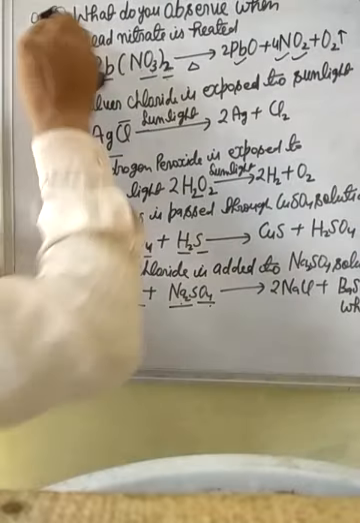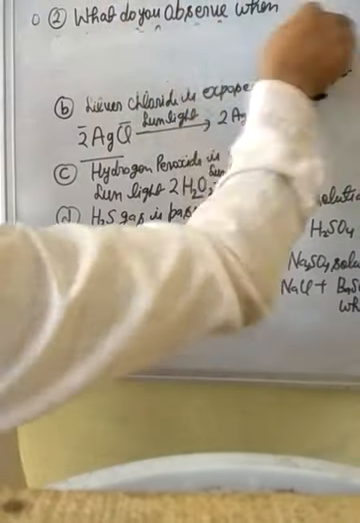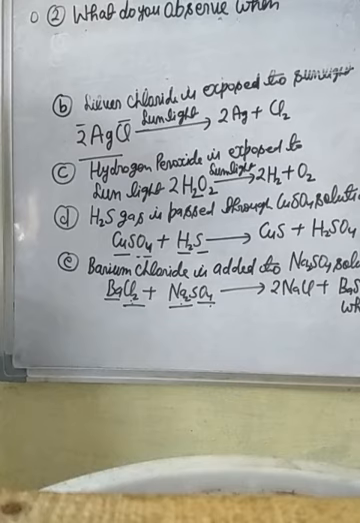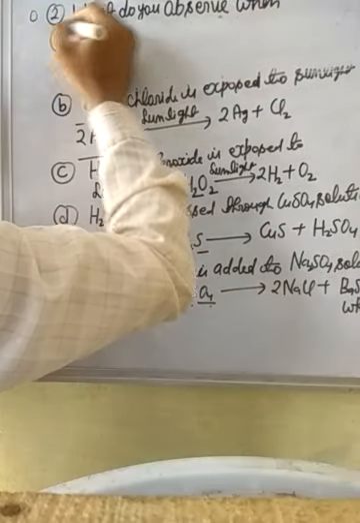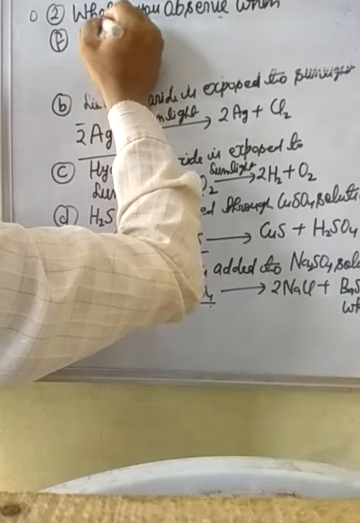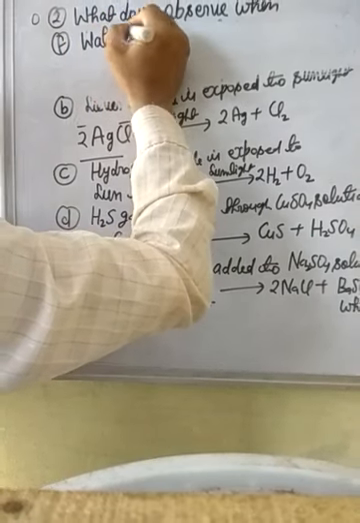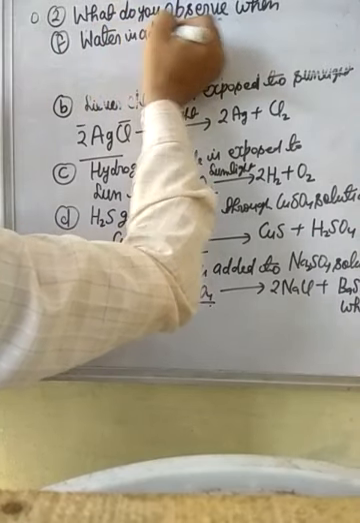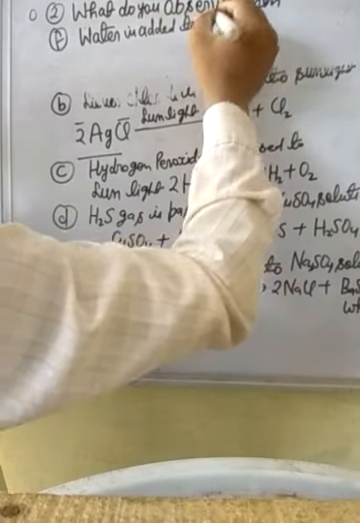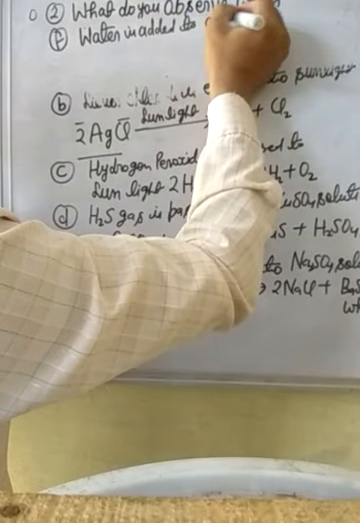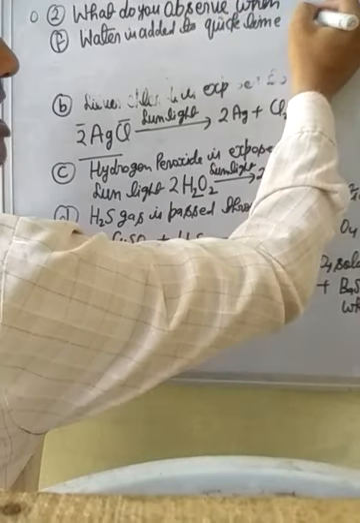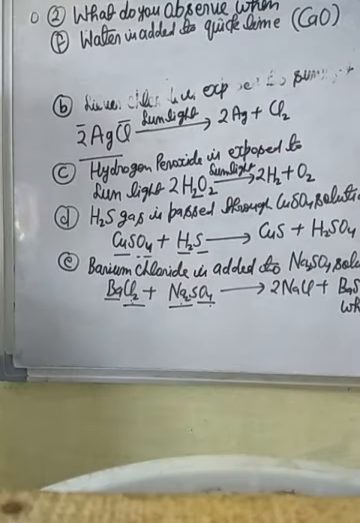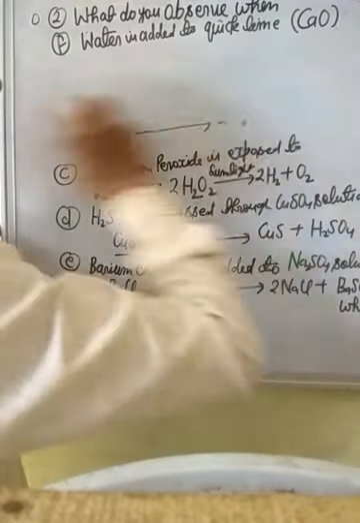Water is added to quicklime. F part of this question. Dear student, you know very well the formula of quicklime. CaO is the formula of quicklime.